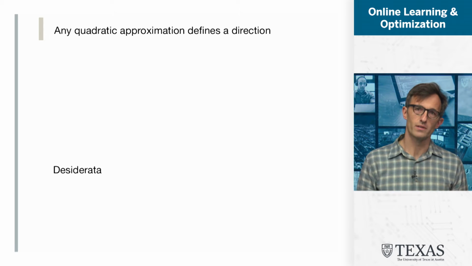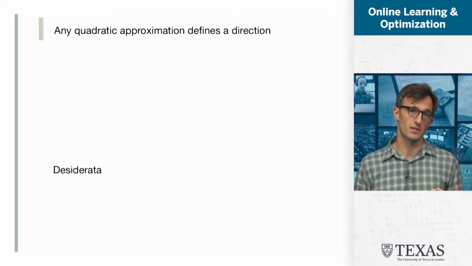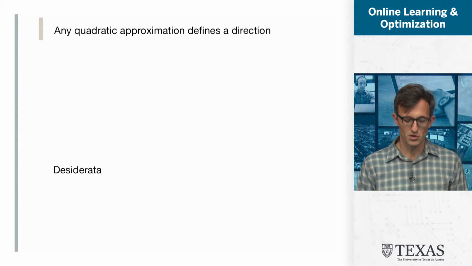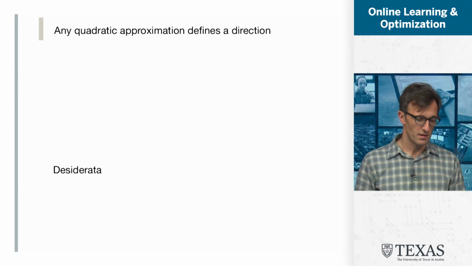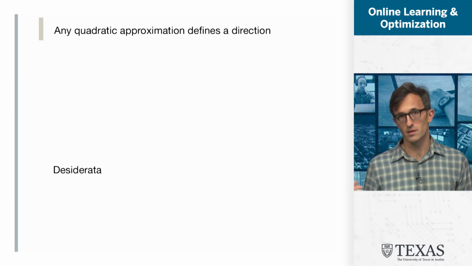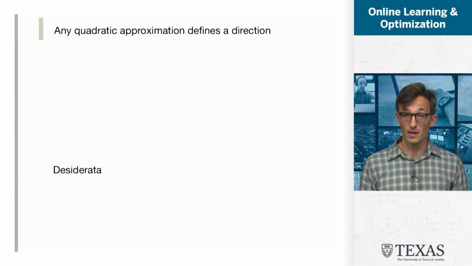A starting point, just like our starting point for Newton's method, which was that we minimize the second-order Taylor series approximation of our function. A starting point for any quasi-Newton method is just a simple observation that any quadratic approximation, not necessarily just the Taylor series, gives us a good direction.